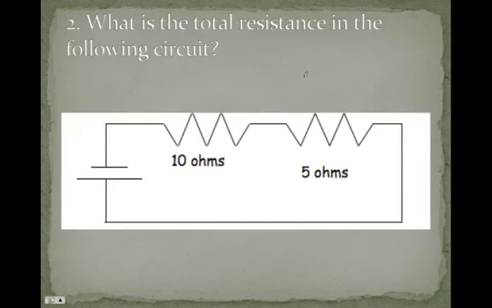Now, total resistance in the following circuit. Well, this one is simple. The total resistance is equal to the first resistance plus the second. So it's 10 ohms plus 5 ohms, and so it's a simple little 15 ohms. So in a series circuit, we just add them up.